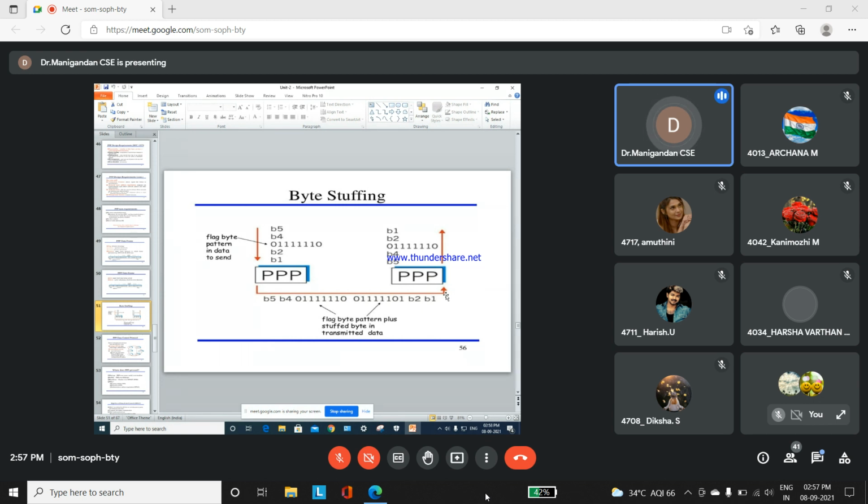Here the flag byte pattern is stuffed together with the transmitted data. Transmitted data in the sense, what are the data to be transmitted from source to destination, including the byte value. By including the byte value, the data will be transmitted from source to destination.